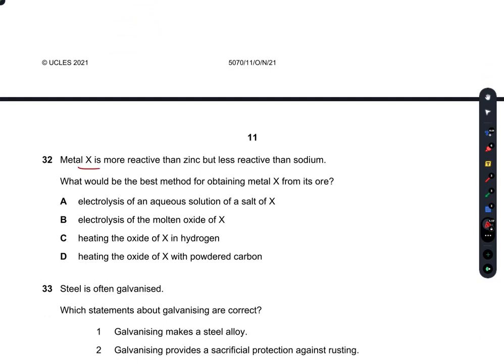Metal X is more reactive than zinc but less reactive than sodium. So this is zinc, this is sodium, and this metal X is present in between. What would be the best method for obtaining metal X from its ore? Electrolysis of an aqueous solution of a salt of X. An aqueous solution is the problem here. An aqueous solution may give hydrogen and chlorine gases, so this may not be feasible.